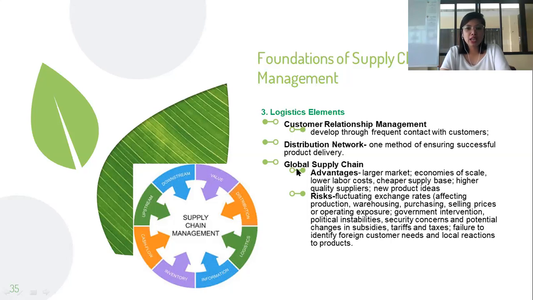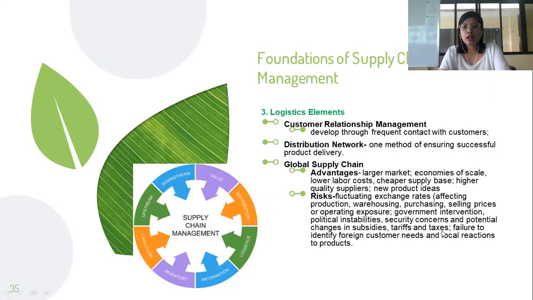We have the global supply chain. This works on a much larger scale because it is global: a larger market, economies of scale, low labor costs, a cheaper supply base, higher quality suppliers, and new product ideas. With the risks, exchange rates can fluctuate, affecting production, warehousing, purchasing, selling prices, or operating exposure, and there is government intervention. Exchange rates differ across countries, so this may affect production and the like. And then we have government intervention. If you have different types of government, it is very hard to build relationships with other countries.